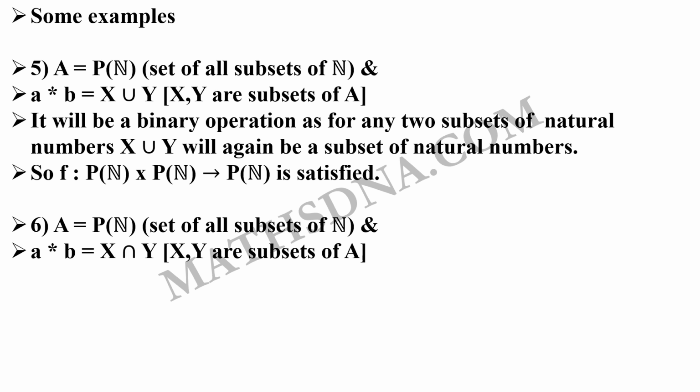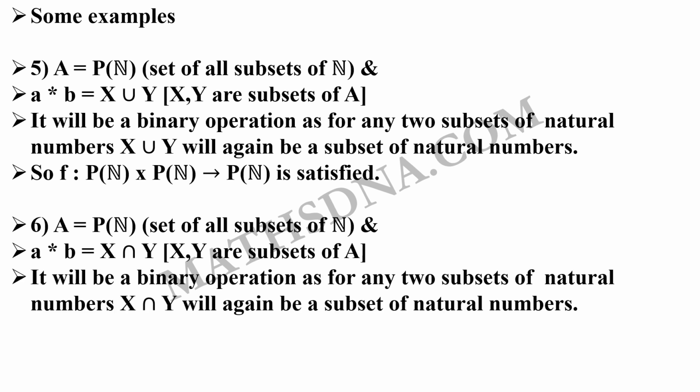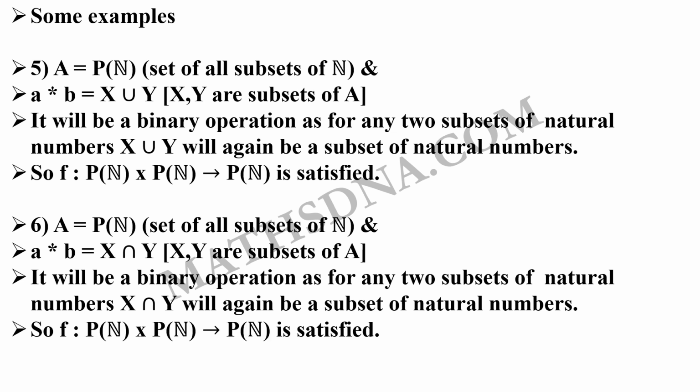Basically they are subsets of the power set of n, and it will again give you a common subset that will be present in P of n, that will be A. So again f is satisfied. See, it is not necessary that the elements are only numbers. The elements can be subsets also, as you saw here.